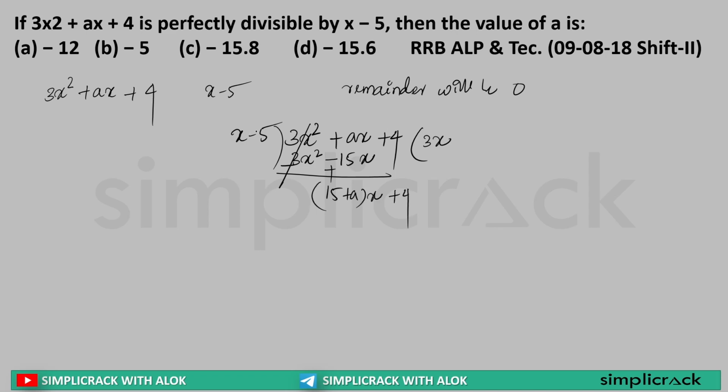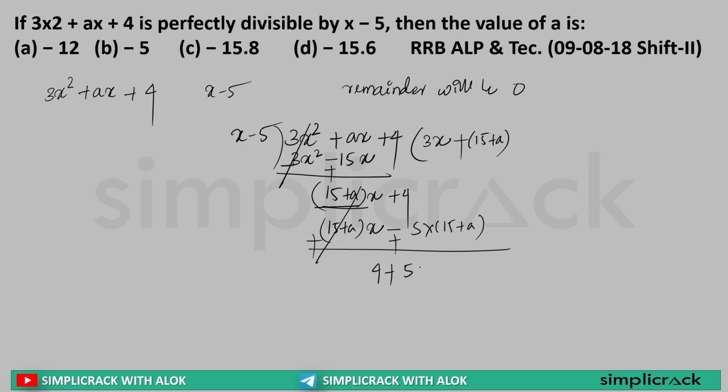Yes or no? Yes. Now x minus 5, what you need to do? You need to multiply 15 plus a. So for example, you multiply 15 plus a over here. What will be here? 15 plus a into x, plus minus 5 into this much. So this will be minus 5 into 15 plus a. Yes or no? Now if I take out the minus, this will be crossed out. So what is remaining here? It will be minus plus. So this will be 4 plus 5 into 15 plus a.